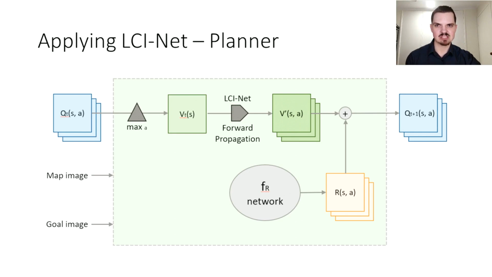In this application, LCI-Net takes V_t^S as input and outputs an intermediate value V prime_(t+1)^SA. The reward image R^SA is then summed with V prime_(t+1)^SA to incorporate the immediate reward received at time step t plus 1, yielding Q_(t+1)^SA. V_(t+1)^S is then produced by selecting the action channel of Q_(t+1) with the greatest expected return.